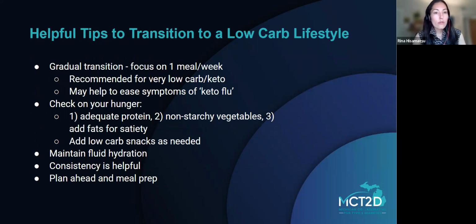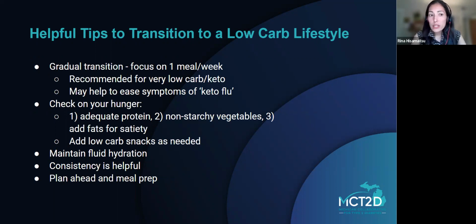All righty. So a few helpful tips to transition to a low carbohydrate lifestyle. Particularly for individuals who are interested in pursuing a very low carbohydrate lifestyle, we encourage following a gradual transition to that lifestyle. So what that means is really transitioning one meal per week. And oftentimes this can help to ease or even completely avoid symptoms of keto flu, which is often experienced on a very low carbohydrate meal plan. So we'll discuss more about keto flu on the next slide.